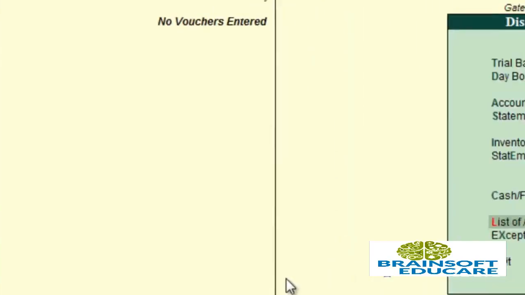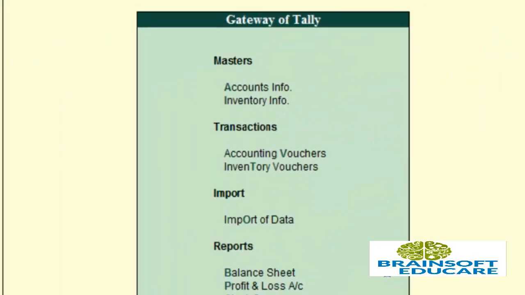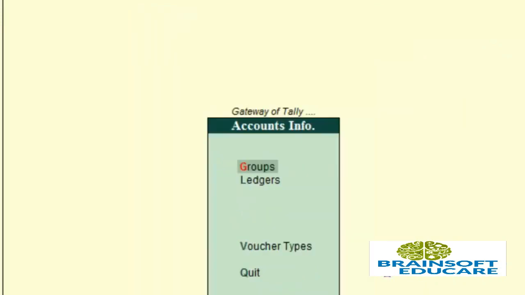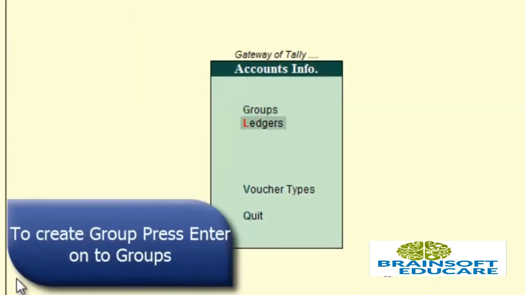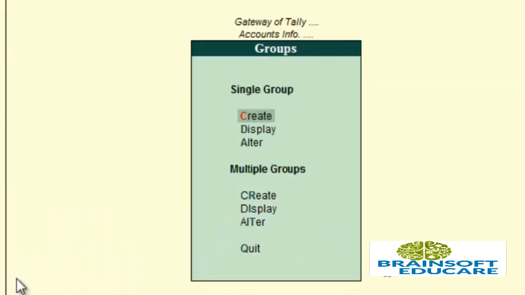Now press Escape to go back to the Display menu. Again, go to Account Info. After going to Account Info, you can see the Groups and Ledgers options. Now enter onto the Groups option. Using this menu, you can create a group. Now to create a group, enter onto the Create option.